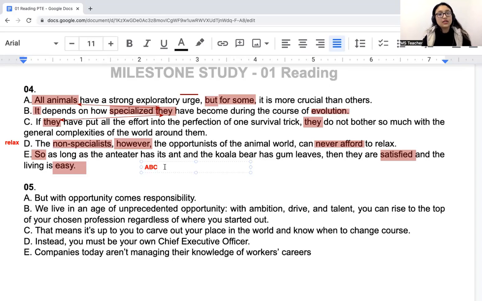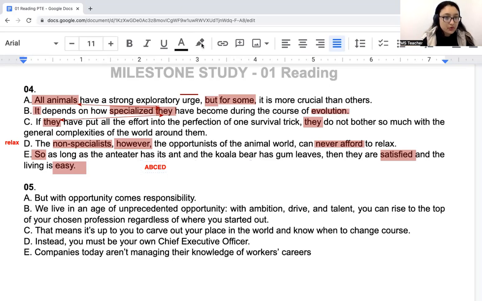If they have put all the effort into one survival trick, they don't bother much about everything else. So anteater has one survival trick, that is their ant. Anteater is going to eat the ants. Koala bear is going to have gum leaves. If these animals have just one survival trick, they are happy, satisfied, and they can relax. However, the non-specialist cannot relax. Okay, so this is how the order is.